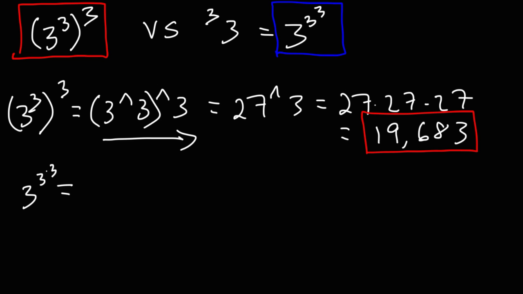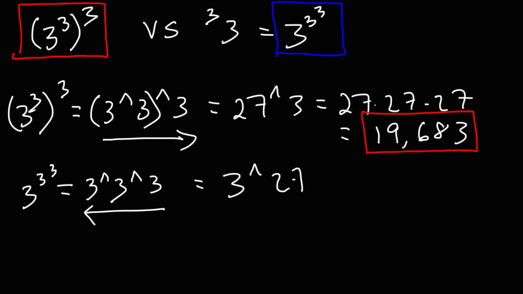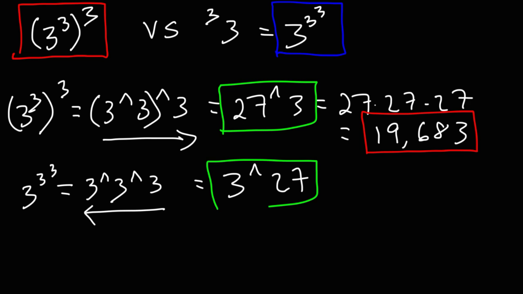So notice that we don't have parentheses here. This is 3 raised to the 3 raised to the 3. Now the direction of evaluation is different. We need to evaluate it from right to left. So focusing on this part, 3 to the third power is 27. So notice the difference between these two expressions. 27 raised to the third power is not the same as 3 raised to the 27 power. And that's where they're different.